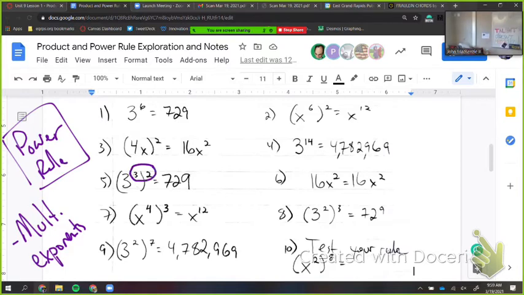3 to the 3rd squared, if that's true, would be 3 to the 9th. 3 to the 9th would be 729. Correct. Sorry, not to the 9th, 6. You guys saying correct. 729, 729, so it's 3 to the 6th. Looks like it checks out.